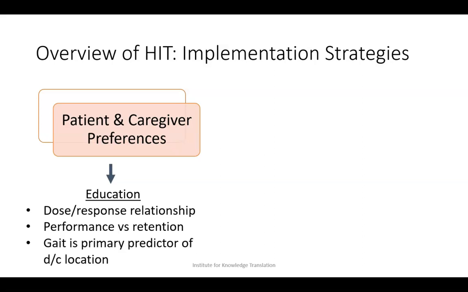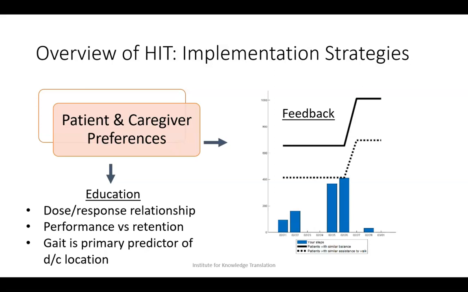And then another important finding from First Chicago was that gait is a primary predictor of discharge location. Similar to the patient, the caregivers want the patient to get home a lot of times as well. So really emphasizing that as an important part of why we're doing what we're doing in therapy.